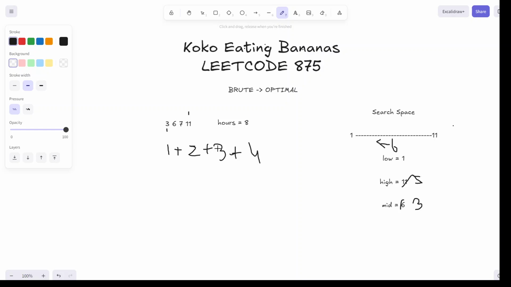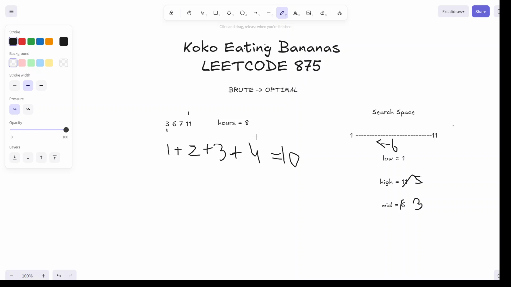So 4 plus 3 is 7, plus 2 is 9, plus 1 is 10, so it takes 10 hours. So 10 hours is greater than the target, right? We do not need 10 hours to eat, we need 8 hours. So we need... it is not possible, of course, right?